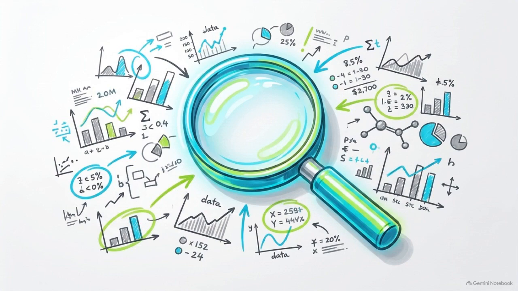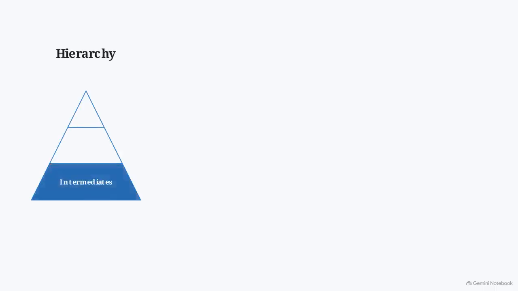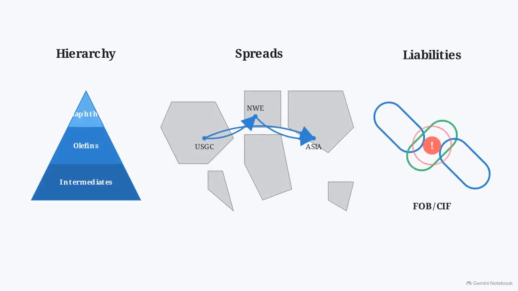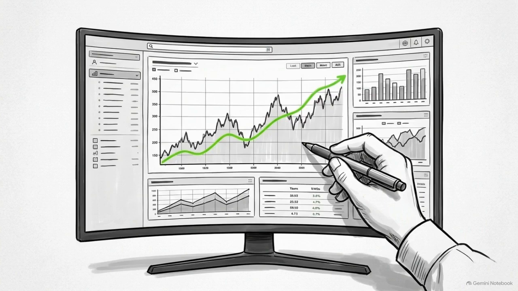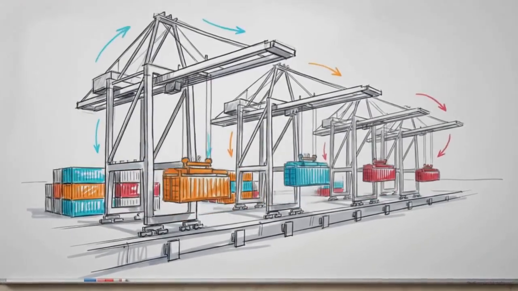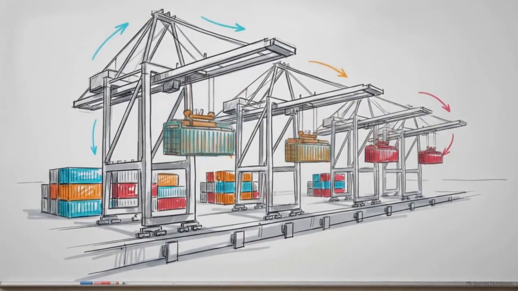Extracting value from this alert requires evaluating the data through three lenses: the chemical hierarchy, regional geographic spreads, and specific supply chain liabilities. This process allows a trader to track global feedstock margins as they shift in real time. In commodities trading, the standard for professional analysis begins with converting this daily stream into a structured model.